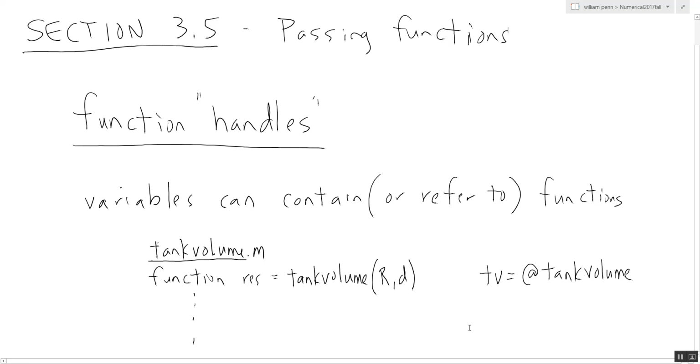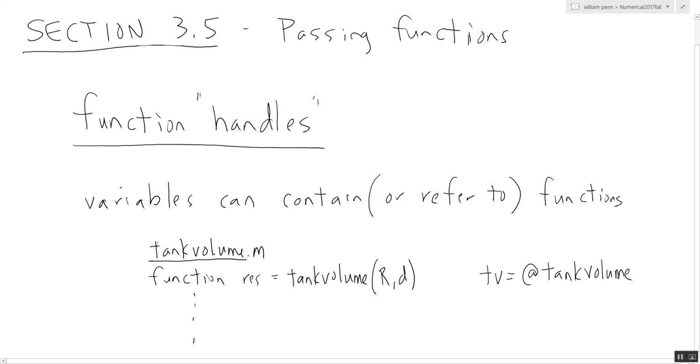Well, we can actually create a variable that has a handle to that function, and that's what I've written over here. The way we write that is we create some variable, I just called it TV in this case, and then we set that equal to an ampersand and then the name of the function. What that means is this TV variable refers to this tank volume function. So now we've got a variable that, in a sense, contains a function, or at least refers to a function. Okay, so TV doesn't contain a value like 3 or an array of values. It contains a function. It refers to a function.